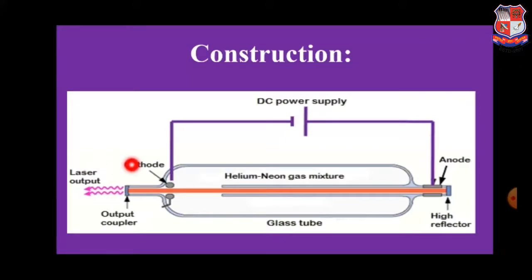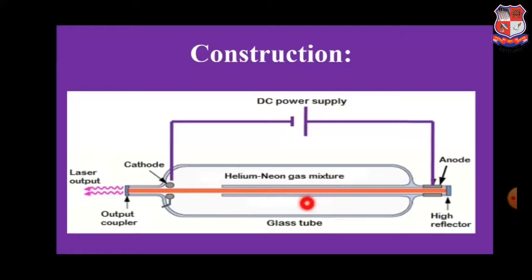So here, this is the construction where this is your anode, this is your cathode, where the DC power supply has been connected. So negative pole to cathode, positive pole to anode, where in between is the glass tube, this is your glass tube, and this is the high reflector end. We will see each and every parameter in detail, but first of all we are analyzing the components that have been utilized in this particular construction. This is the mixture of your helium and neon gas. This is the output coupler from which the photon light is emitted.